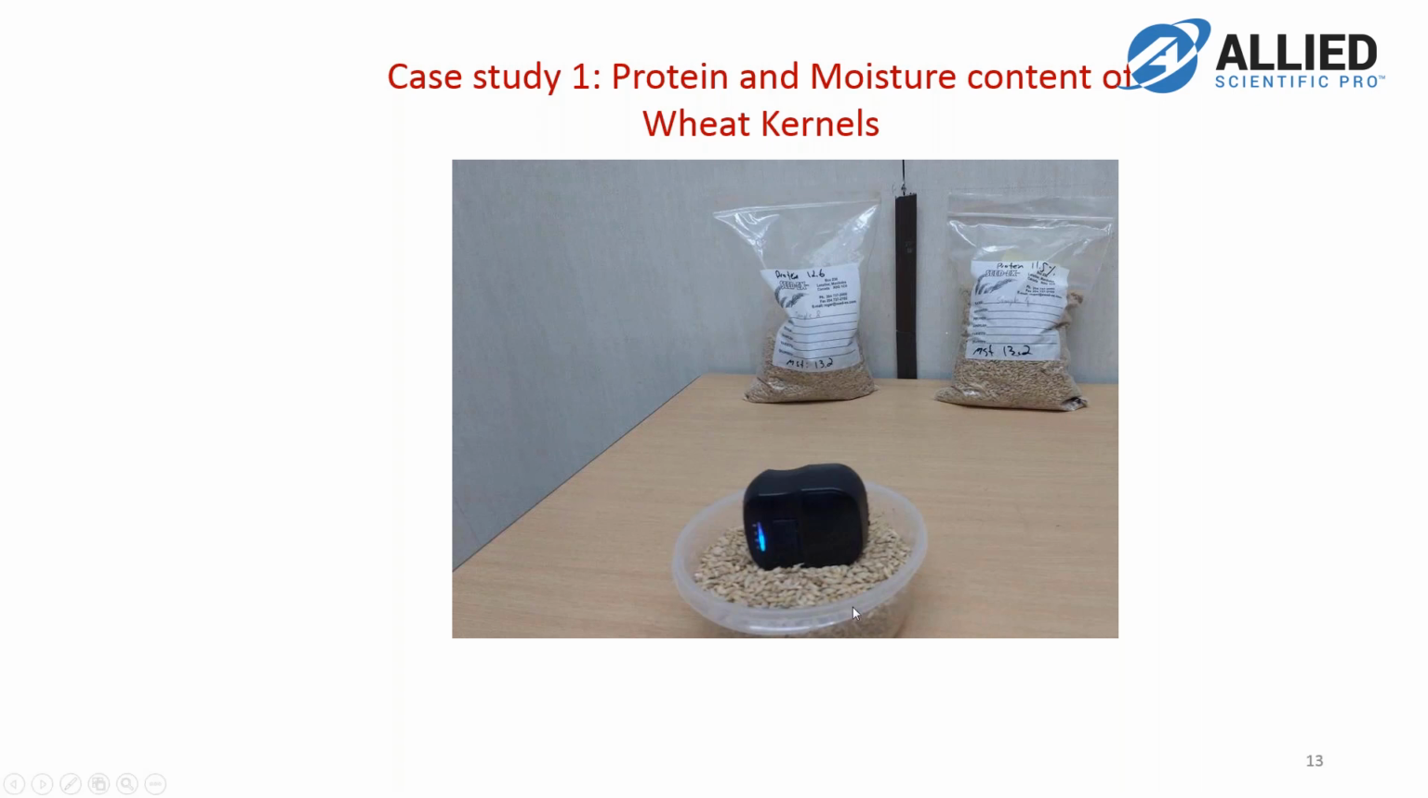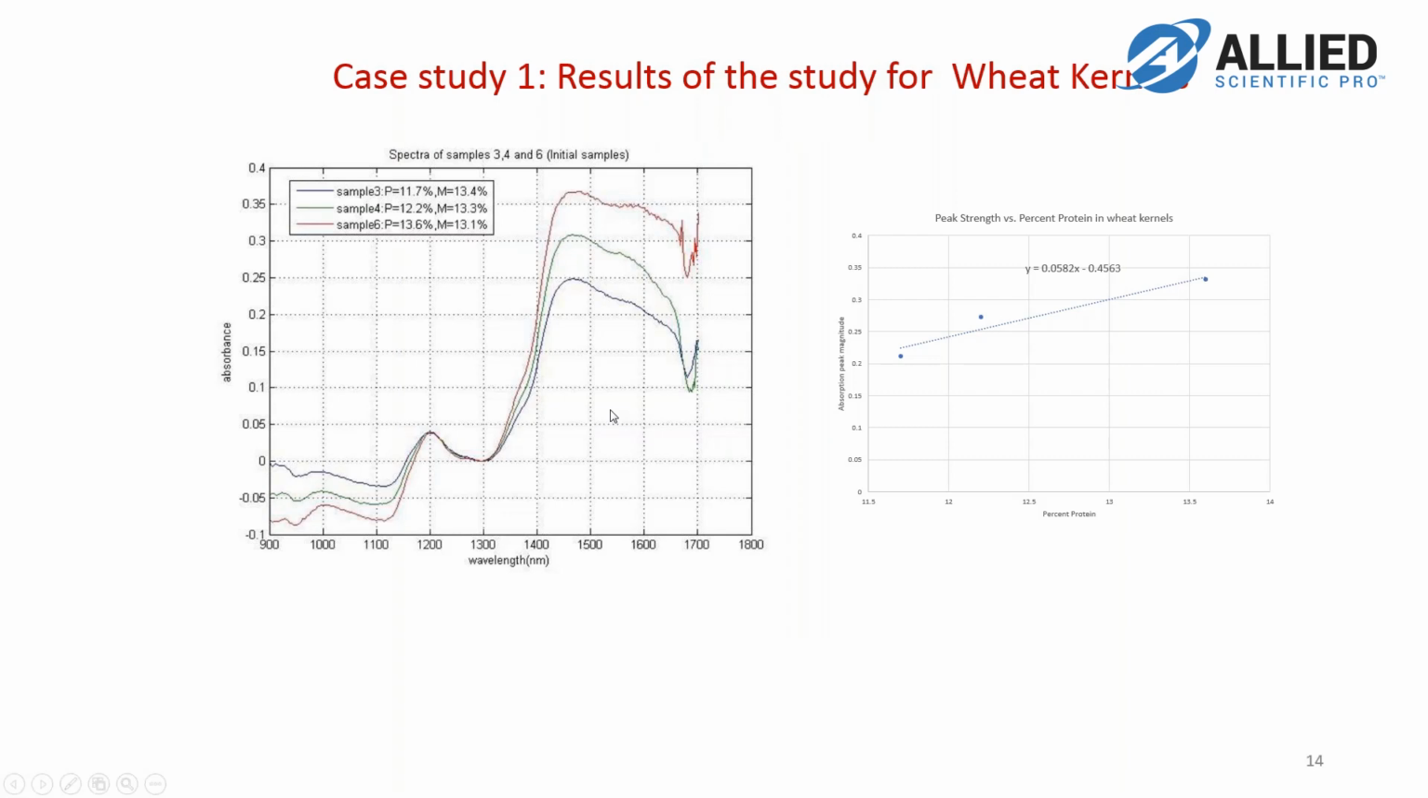So we tried to do some measurements to see if we could get some useful data out of this. You can see I placed the reflective instrument right on top of the wheat kernels, and I've made a measurement. We did some calibration based on this, and basically the protein is in the 1500 nanometer region. That's the signal from the protein, and water is around 1450, so they're pretty close to each other.